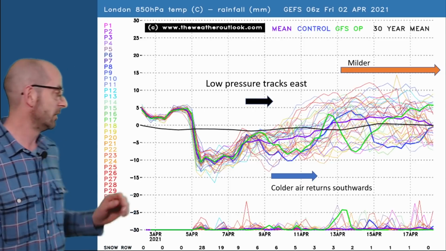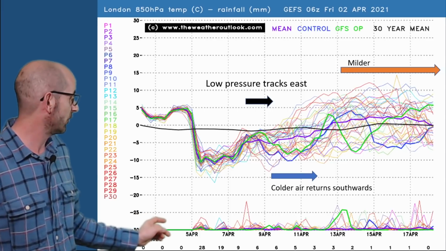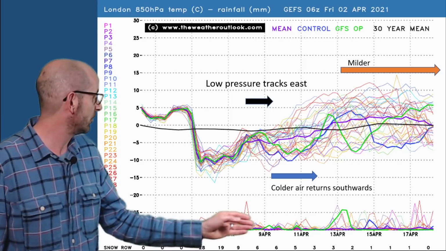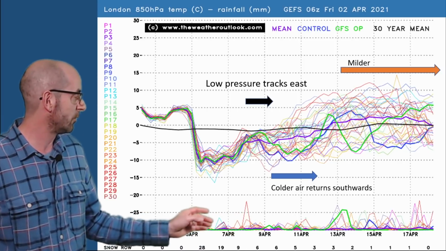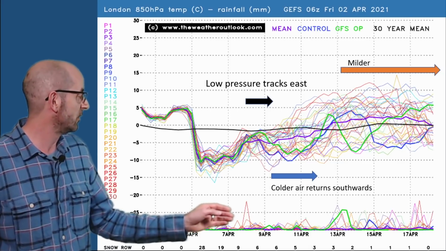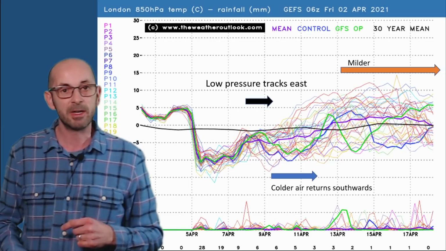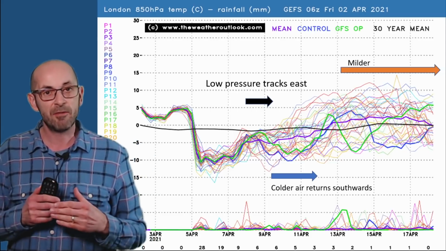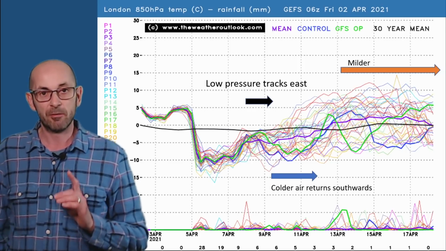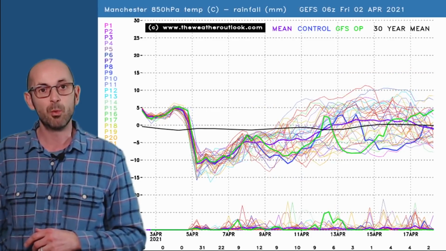If we just quickly look at the precipitation along the bottom, it's dry to begin with, it's quiet, and then we see some spikes appearing as the risk of showers increases, and the cold air pushes down from the north. There will be some precipitation associated with that transition, but it's not a particularly wet picture by any means, and that continues to be the case right through the run. So there is some rain or snow showing up there, but it's not, as I say, particularly wet.